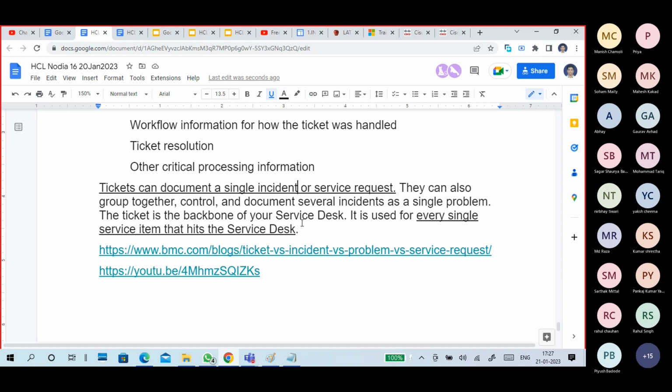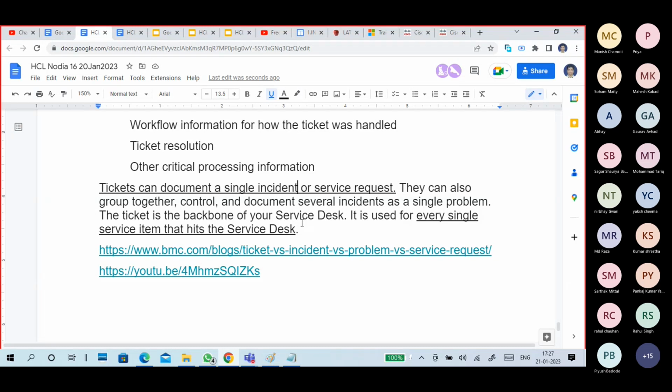For example, I have a problem: my internet is not working. I give a complaint to the service desk, so they will create a ticket. The ticket contains an incident report. What is that? I got an internet issue, that is in the incident report.